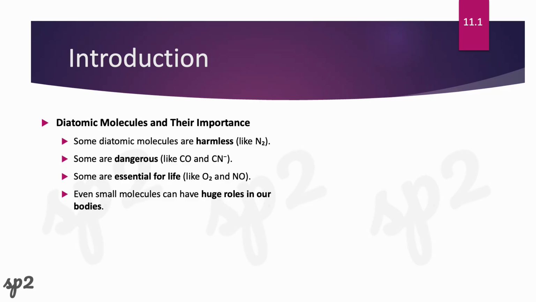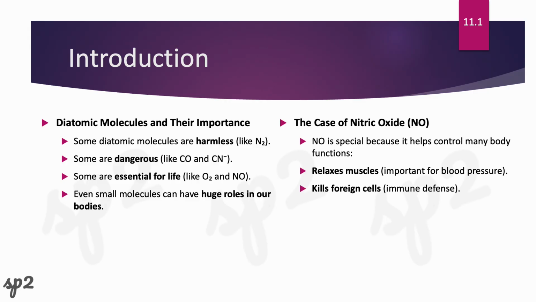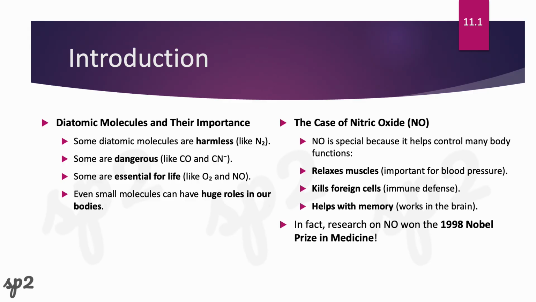As you can see, they are tiny molecules, very small, but they can have a huge impact in our body. Now let's take a look at the specific diatomic molecule, which is nitric oxide. This one is a very special molecule. I'm going to show you all of the interesting properties of this molecule in our body. It is helping us with the blood pressure, relaxing our muscles, very helpful for the immune system as well as the brain function. And what is interesting is back in 1998, there was actually a Nobel Prize winner specifically for the research that has been done on nitric oxide.